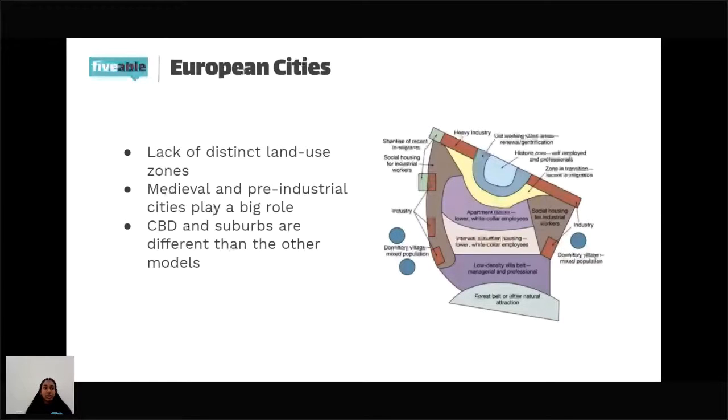And the CBD and the suburbs in the European city model is a lot different than in the other models, because in the CBD usually you think of skyscrapers and really tall buildings, but in Europe, the European governments actually limit new construction and they limit building height to preserve the historic quality of European cities. So buildings are actually shorter in the central business district. And it also has a lot more residents than any other CBD.